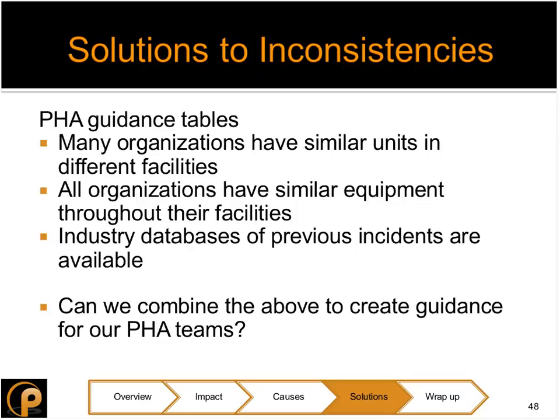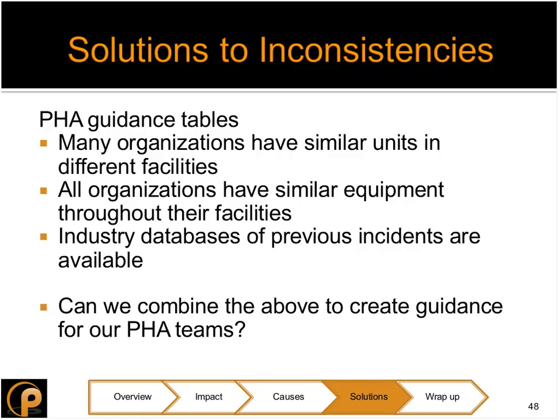The last topic we're going to be talking about here in terms of solutions is PHA guidance tables. And this is a good way to address the remaining 17% of the high severity scenarios, the other 83% being overpressure or seal failure. And the concept here is that many organizations have similar units across their different facilities. All organizations, at least, have similar equipment throughout all of their different facilities.